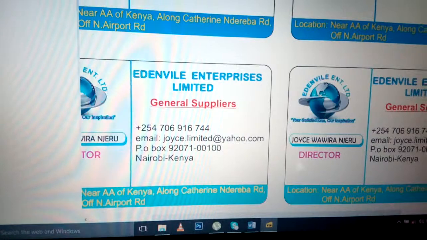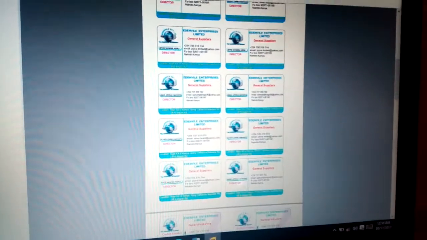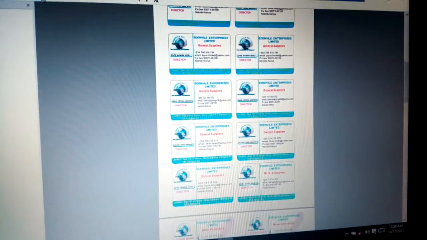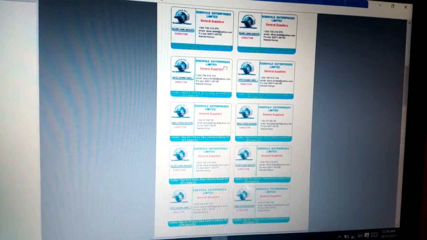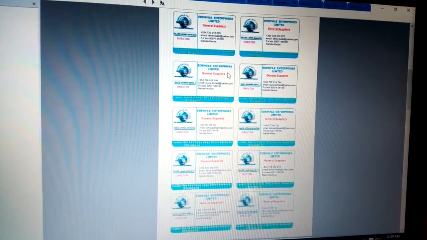You are required to design at least 10 of them in an A4 size. This is why it should be about 10 of them. As you can see, there are around 10 of them.